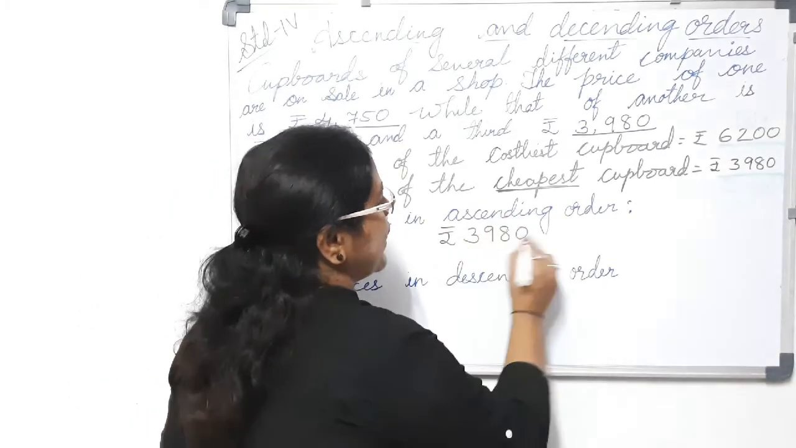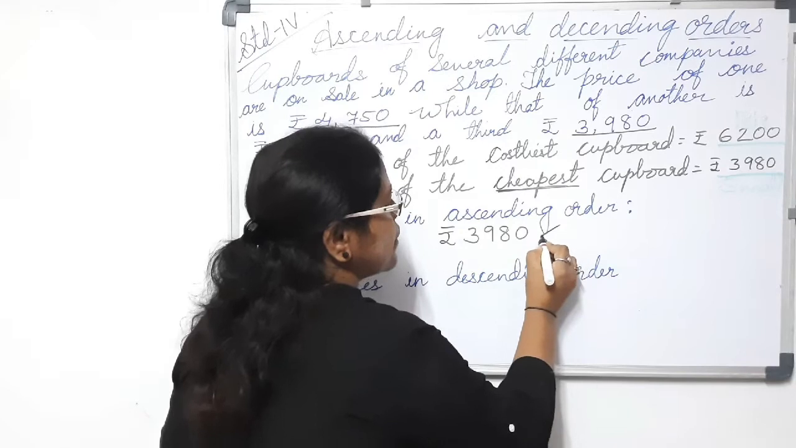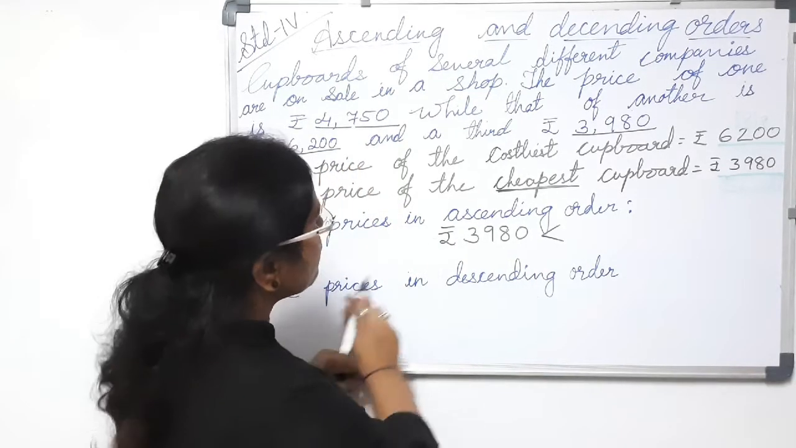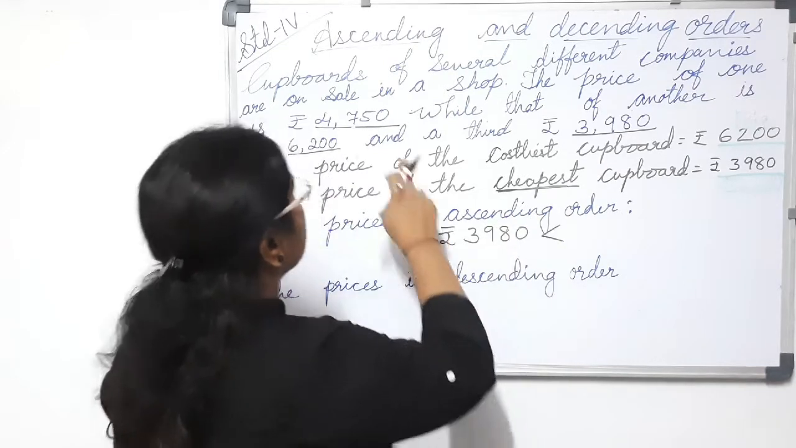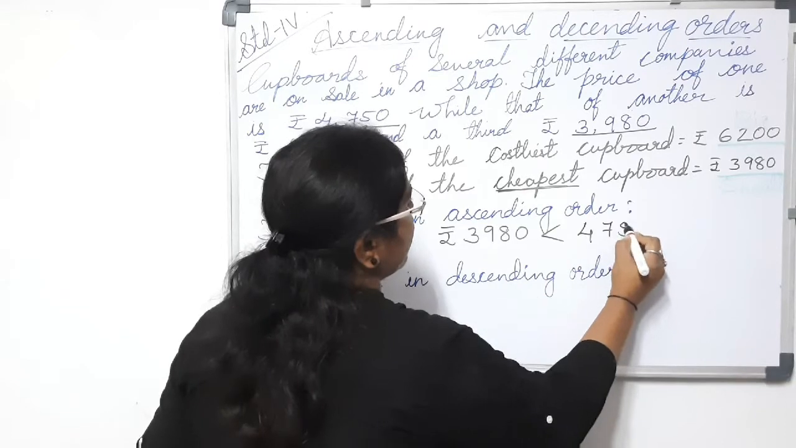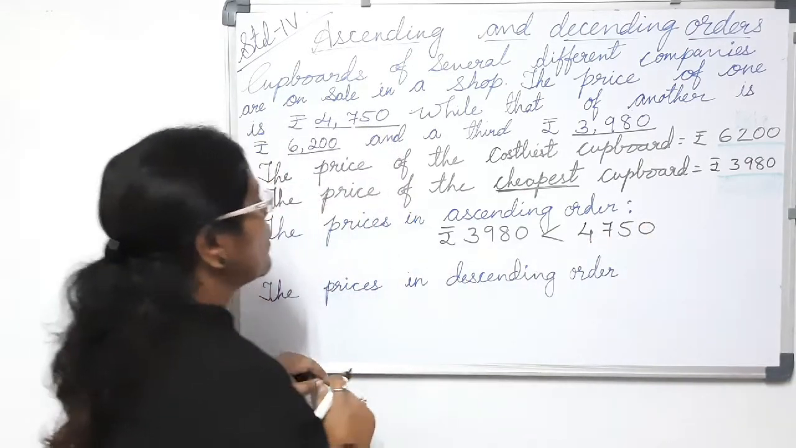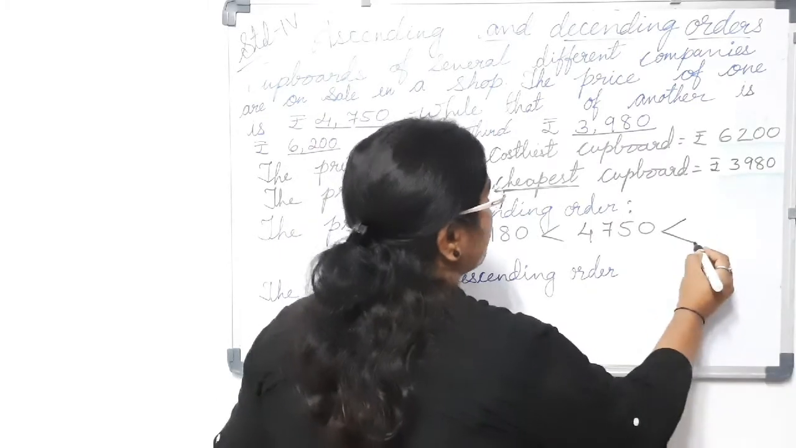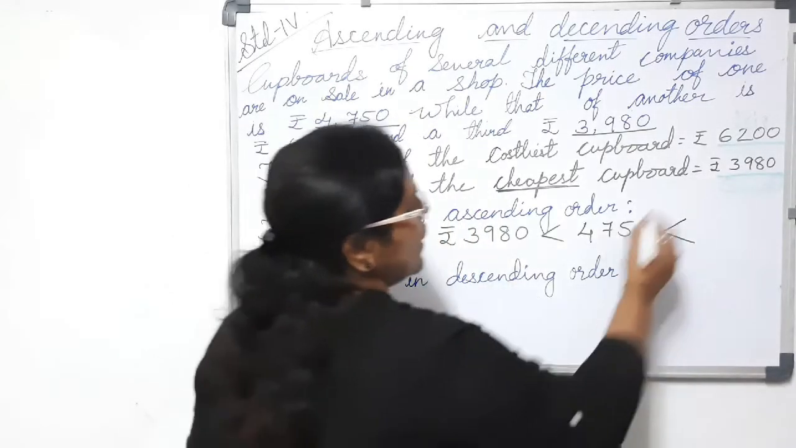So 3,980 is smaller than which number? Next is the middle number, 4,750. So 4,750 is the middle number. Then it is smaller than which number?